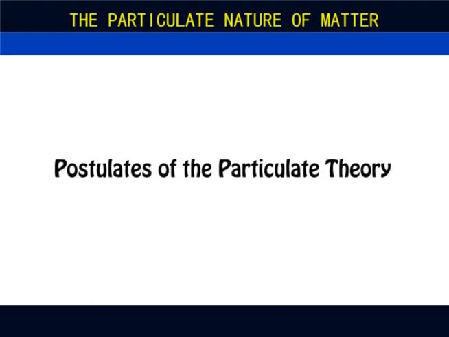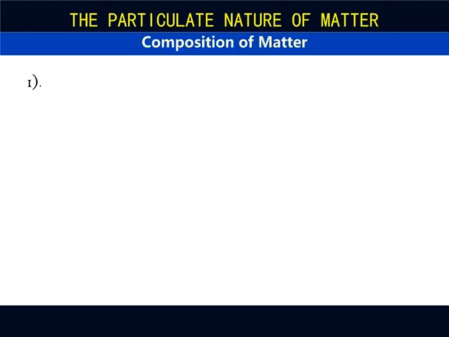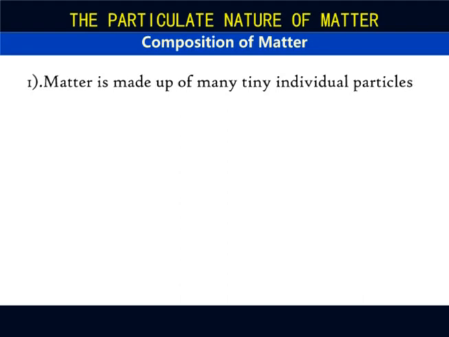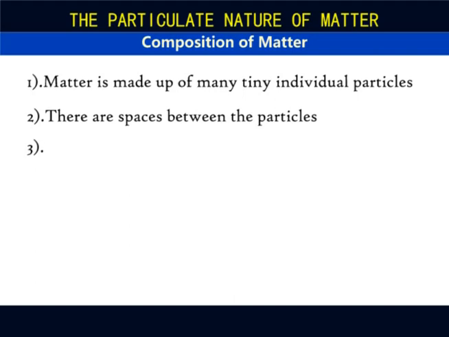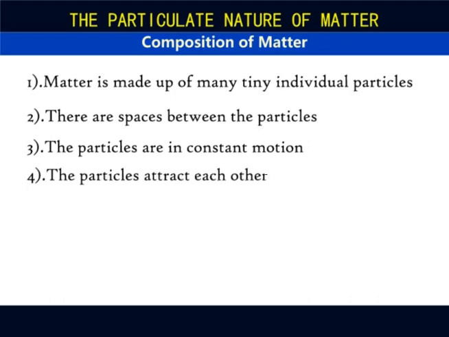But first, this concept of the particulate nature of matter has four postulates. 1. That matter is made up of many tiny individual particles. 2. That there are spaces in between the particles. 3. That the particles are in constant motion. And 4. That the particles attract each other.